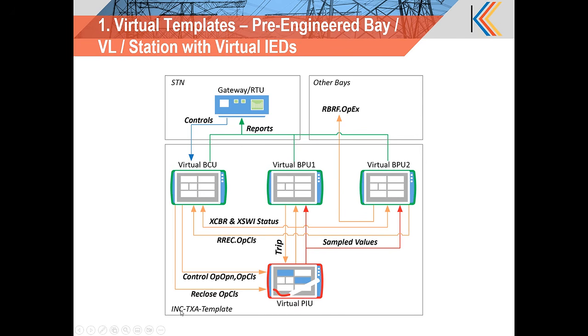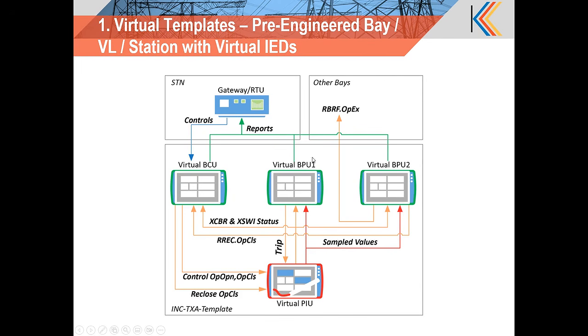In this, we have made choices, like we have chosen that there should be a BCU in the system, which takes care of control commands. And we have decided that the process interface unit takes care of the switchgear and merging unit functions. And we have decided that the control commands to the BCU get transferred to the PIU using operate open and operate close as a GOOSE message.